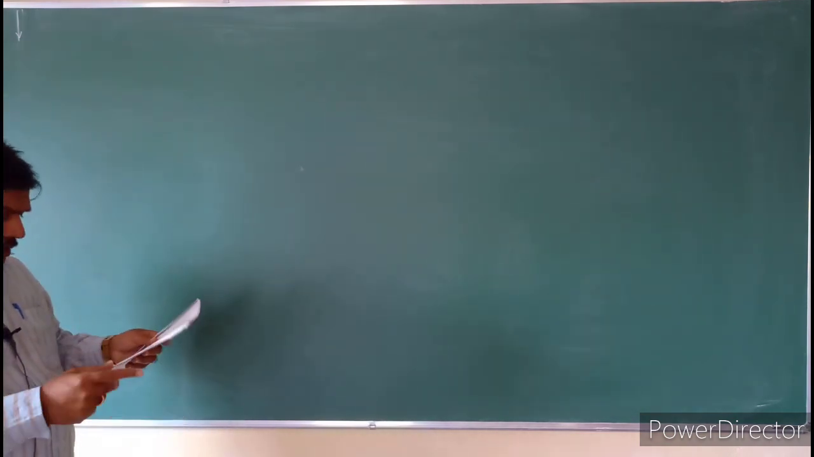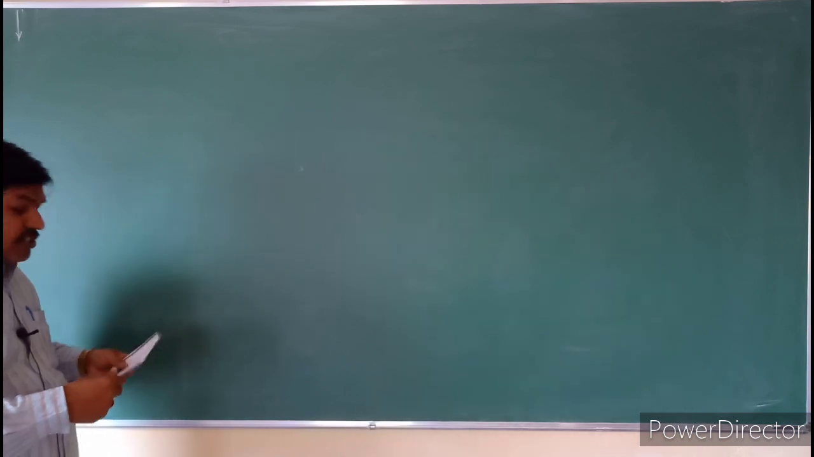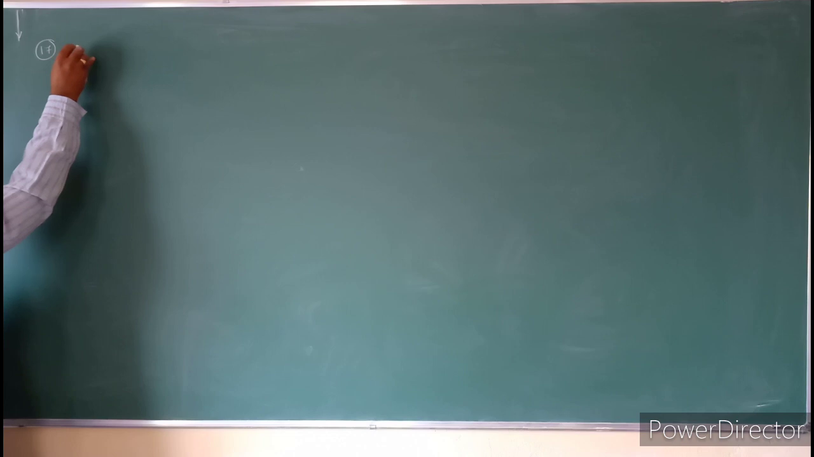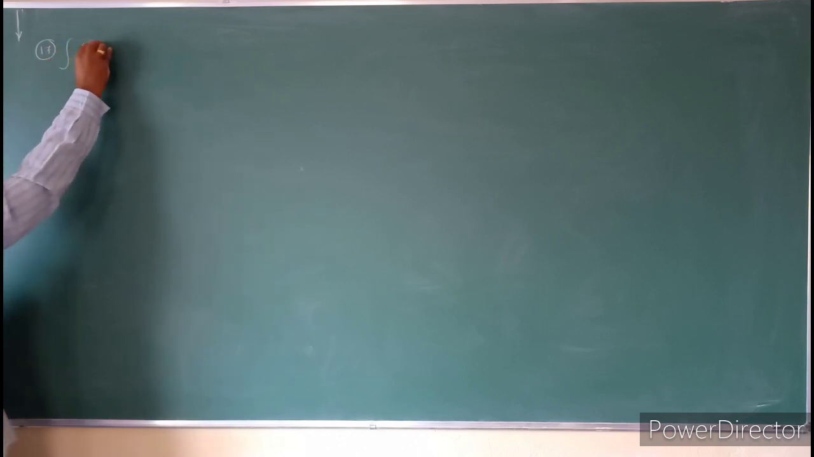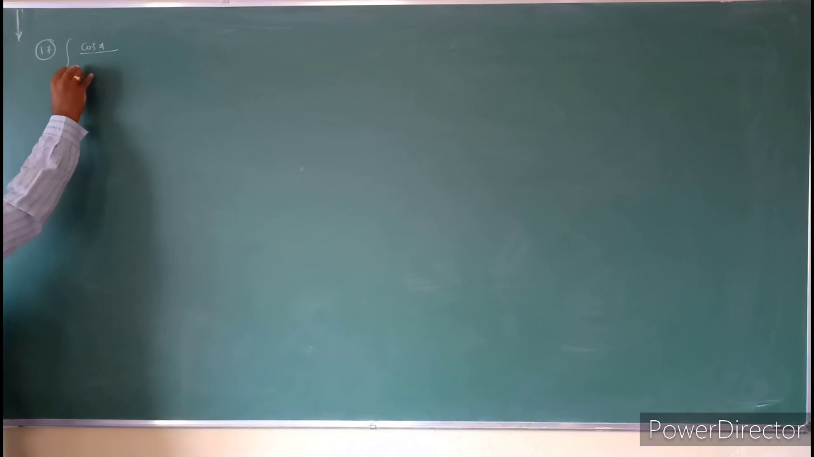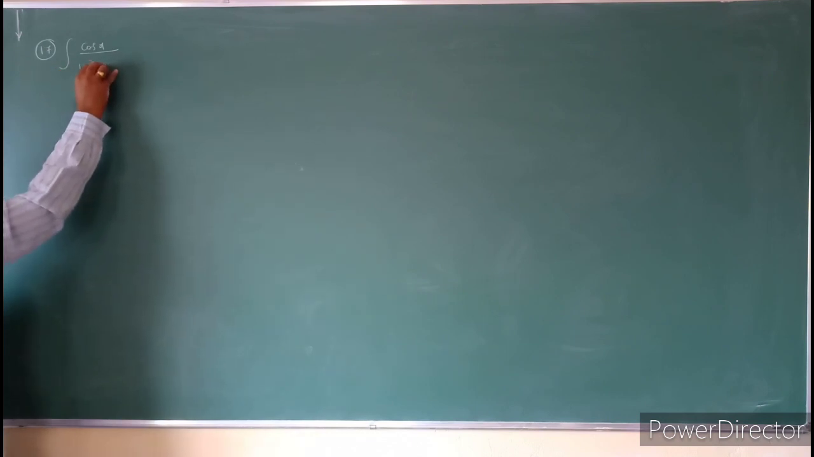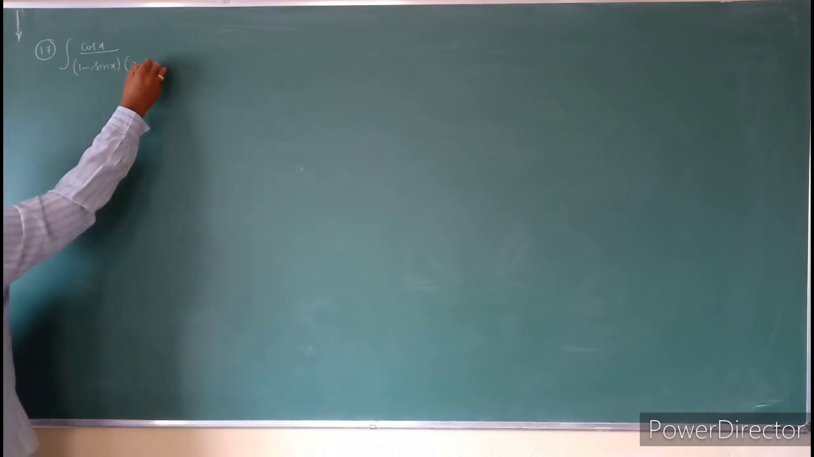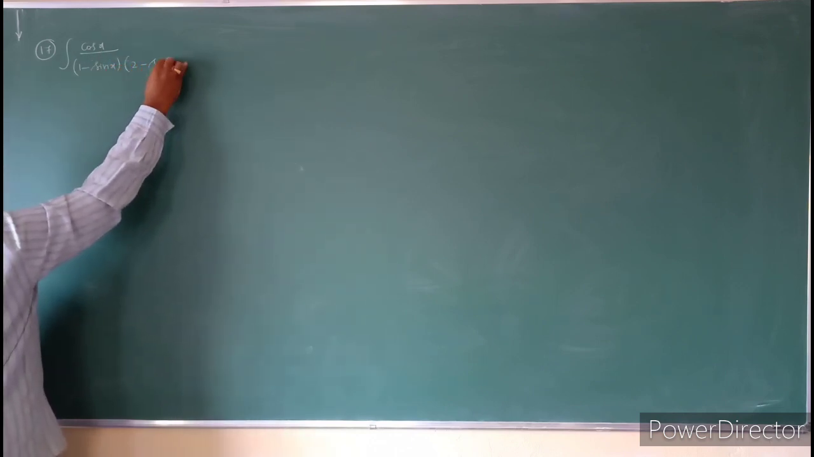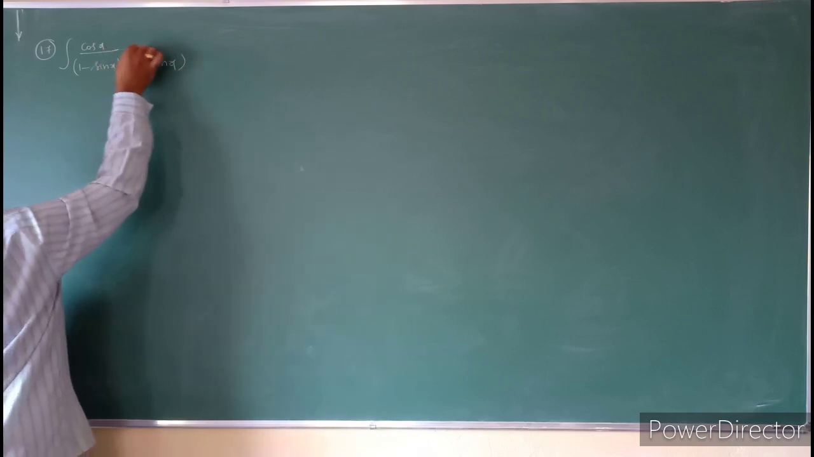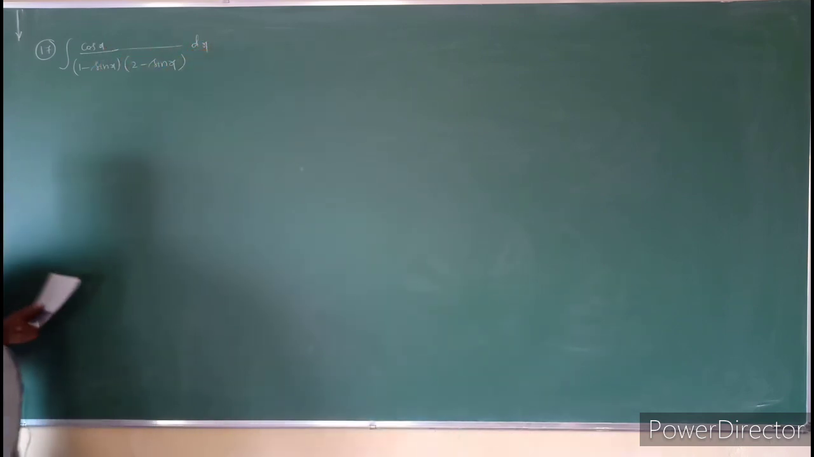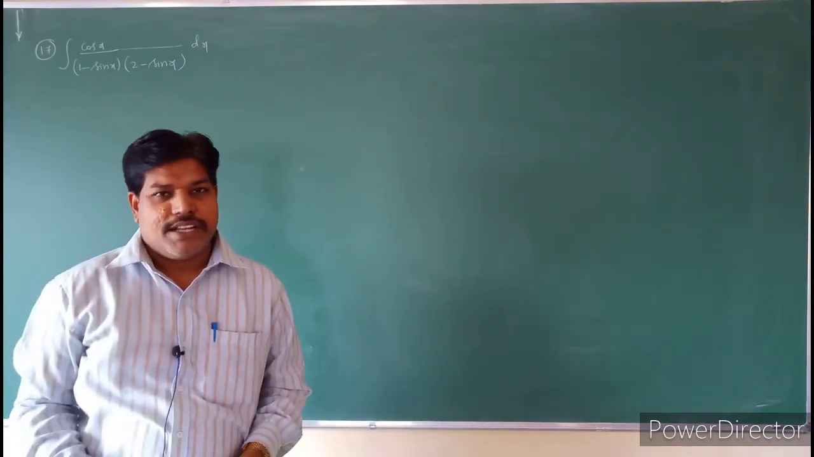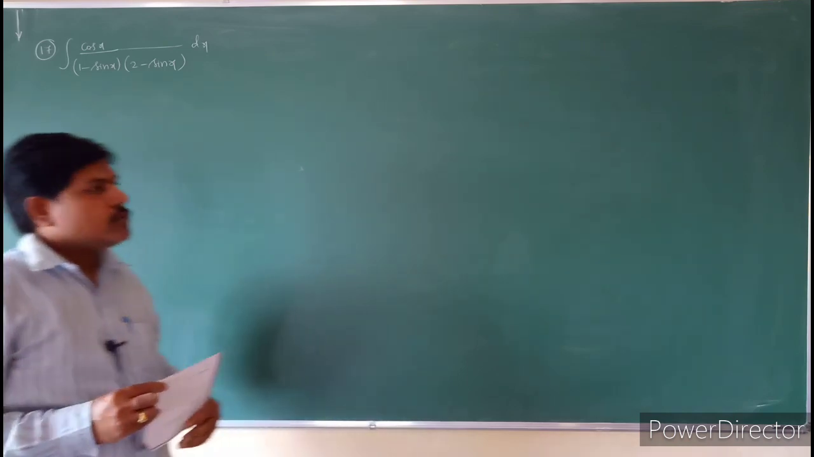So see the next question, question number 17. What is question number 17? Integral of cos x by 1 minus sin x into 2 minus sin x into dx. Integral of cos x by 1 minus sin x into 2 minus sin x into dx. So see this question, students, how to solve this question.